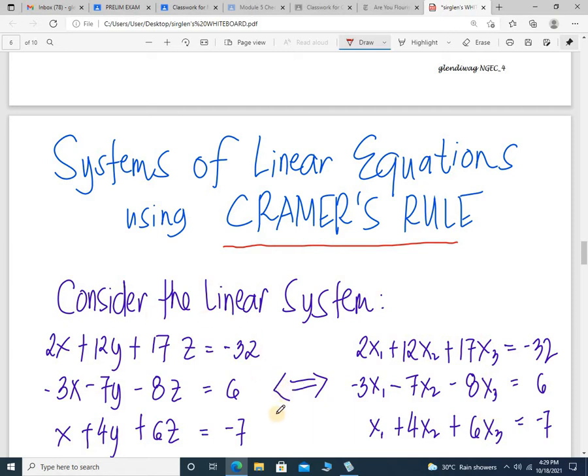In the past video, we already solved this using Gauss-Jordan elimination. And the result is that x sub 1, or the x value, is equal to 9, x sub 2, or the y value, is equal to negative 7, and x sub 3, or the z value, is equal to positive 2. So let's get started.